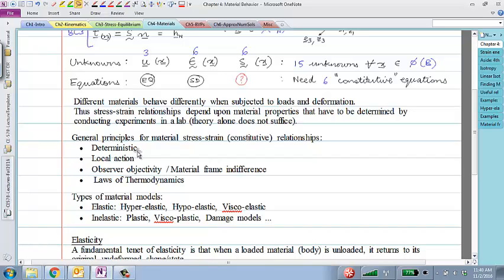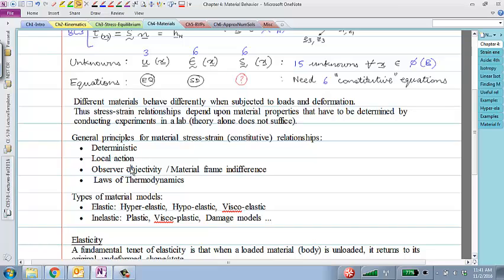If you give me one strain, I should always give you back the corresponding stress for that amount of strain. It should not be that today you give me one strain and then tomorrow you give me the same strain back, and on 2 different days I'm giving you 2 different answers. Okay, so that's what a deterministic material model is.